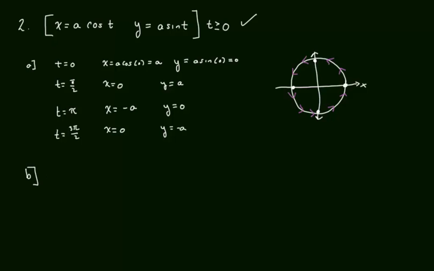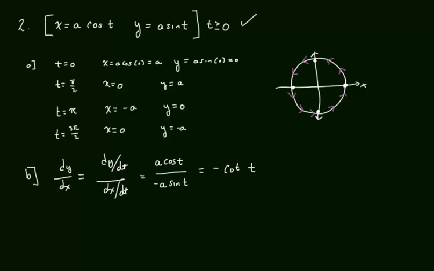Part B, we want to find dy/dx, which is dy/dt over dx/dt. Alright, dy/dt is going to give us a cosine t. dx/dt is going to give us negative a sine t. So the a's cancel out, and we're left with negative cotangent of t. The slope is always equal to negative cotangent t.